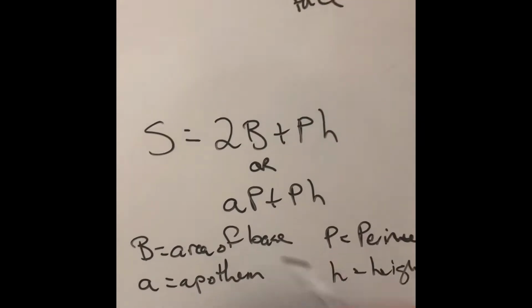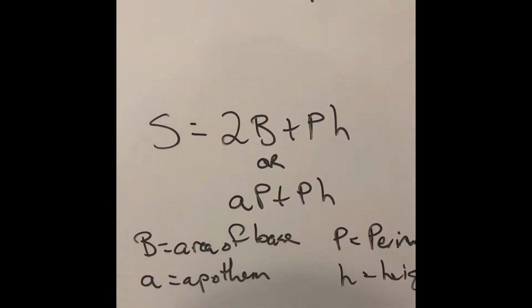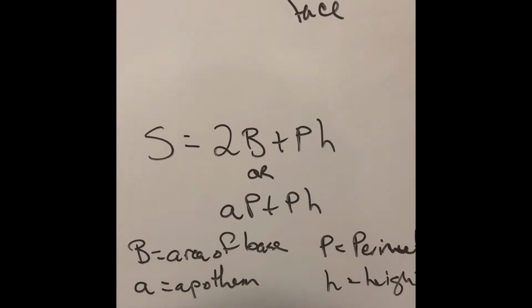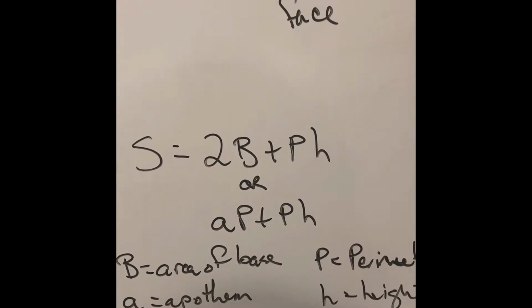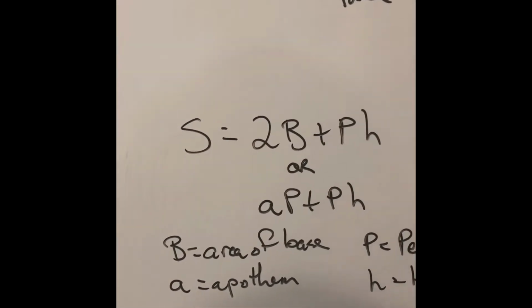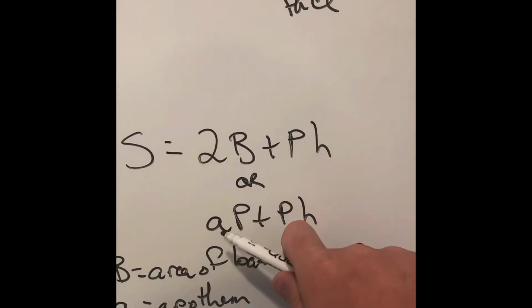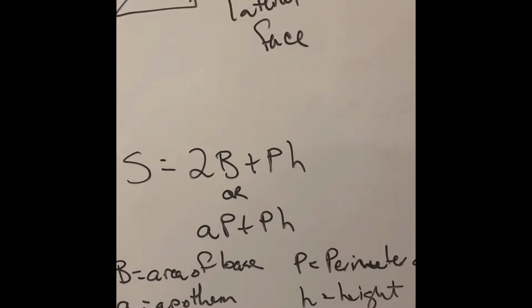If we can't figure out the area of the base right away, we may have to find the apothem. So if you thought you were done with the apothem, well, joke's on you, you're not. I know those are kind of trouble because they deal with all of our trigonometry stuff with sine, cosine, tangent, 30-60-90 triangles, things like that. So it's 2 times the area of the base plus perimeter of the base times height, or apothem times perimeter plus perimeter times height.